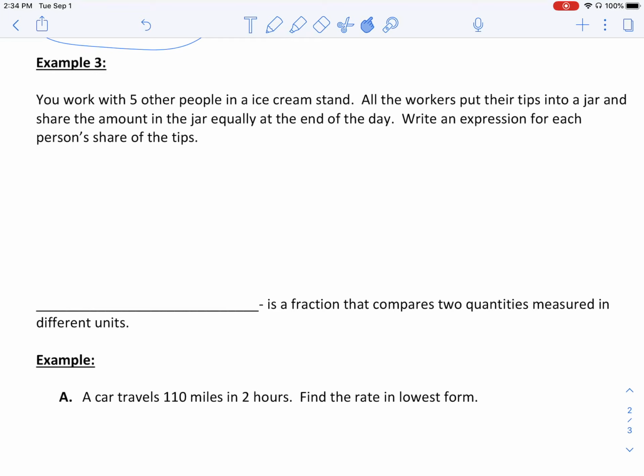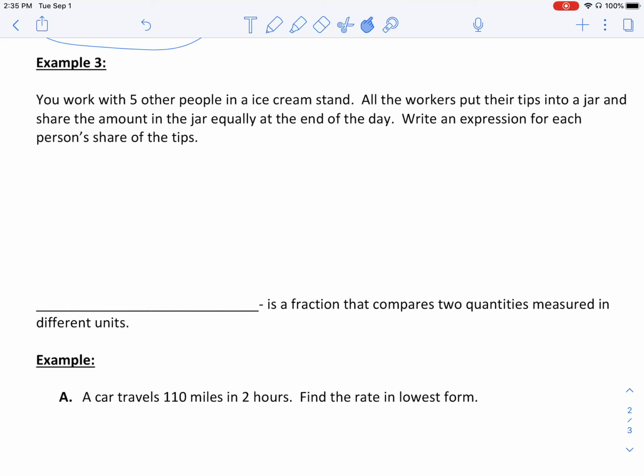Your next example says you work with 5 other people in an ice cream stand. All the workers put their tips into a jar and share the amount of money in the jar equally at the end of the day. If you want to become a waiter or waitress, this is often how a lot of restaurants do this. So you want to write an expression for each person's tips.